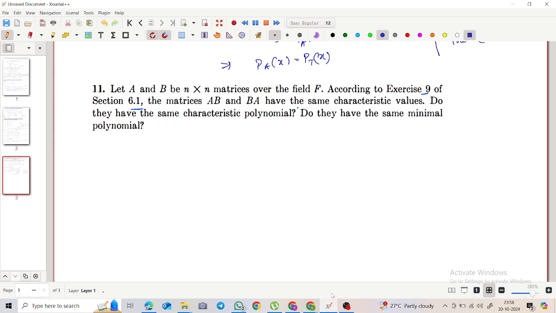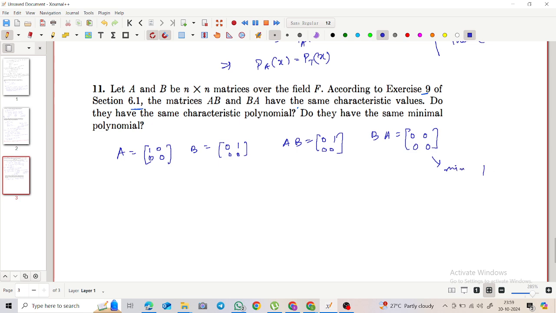Okay, so let's do this. Take A equals 1 0 0 0 and B equals 0 1 0 0. So AB becomes 0 1 0 0 and BA becomes 0 0 0 0. So the minimal polynomial of this is x and the minimal polynomial of this is x square. So AB and BA need not have the same minimal polynomial.